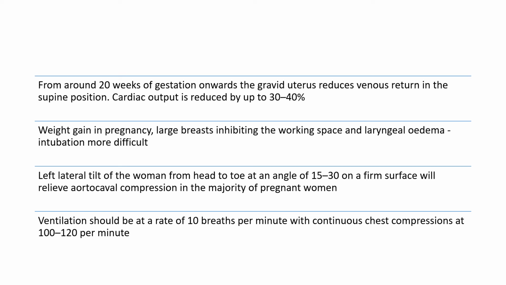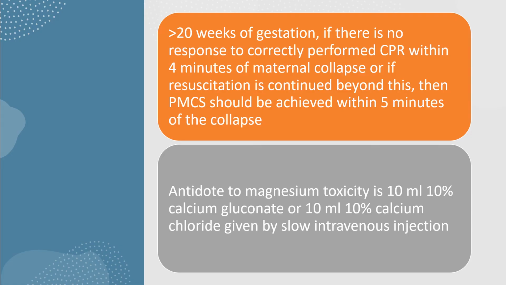Ventilation rate should be 10 breaths per minute with continuous chest compressions at a rate of 100 to 120 per minute. More than 20 weeks gestation, if there's no response to correctly performed CPR within 4 minutes of maternal collapse, or if resuscitation is continued beyond this, then perimortem caesarean section should be achieved within 5 minutes of the collapse. Antidote to magnesium toxicity is 10 mL of 10% calcium gluconate or 10 mL of 10% calcium chloride given by slow IV injection.